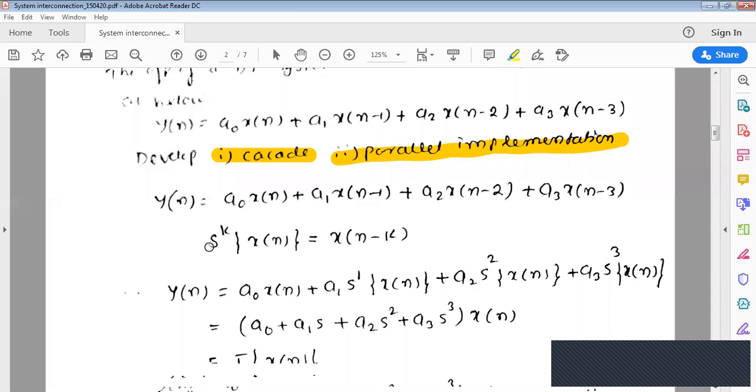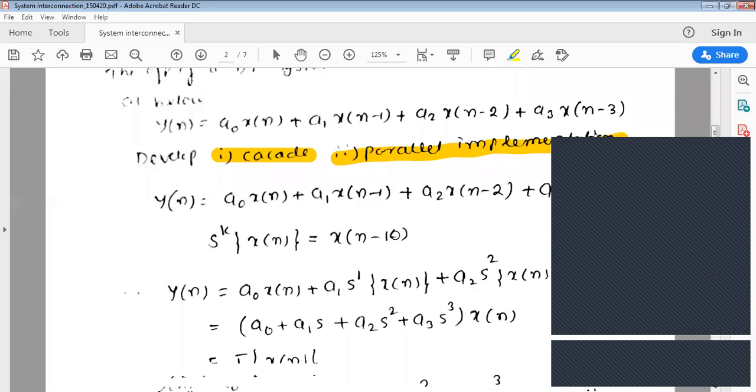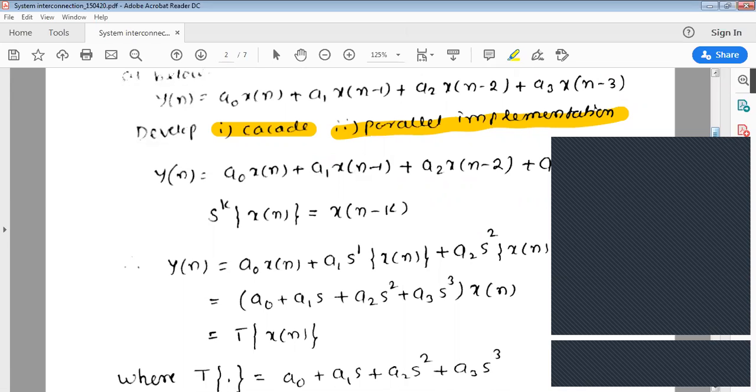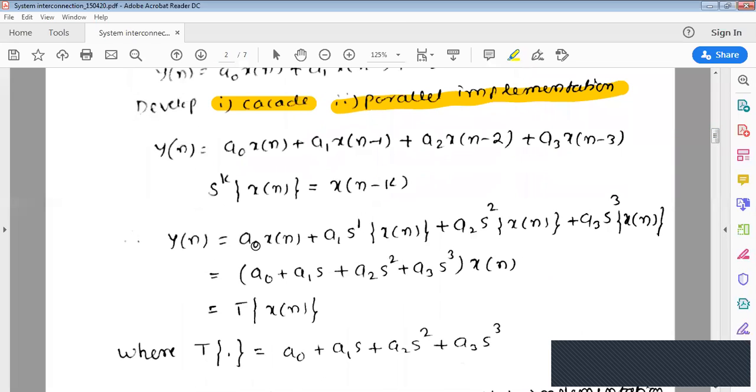So you know that when you apply s power k to x of n, it shifts the input x of n by k time units. That is, s power k transforms x of n into x of n minus k. So let us apply this. A0 into x of n. Now a1 I will write as it is. When I make k equal to 1, it will become x of n minus 1. Therefore, I will write a1 into s power 1 into x of n. Similarly, this will become a2 into s power 2. That is, the input is shifted by 2 time units.